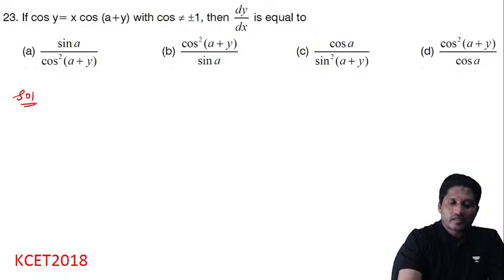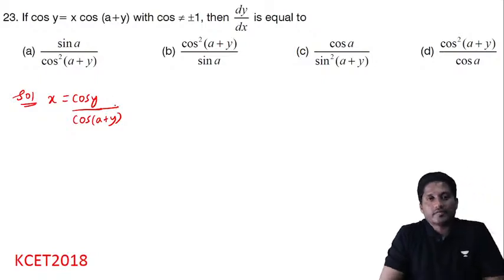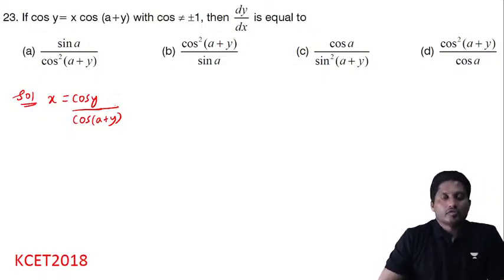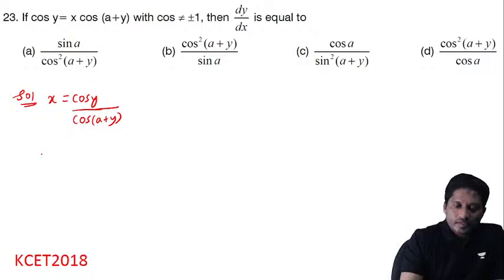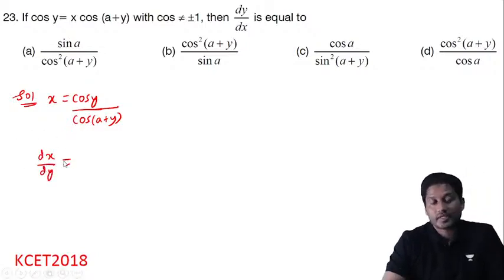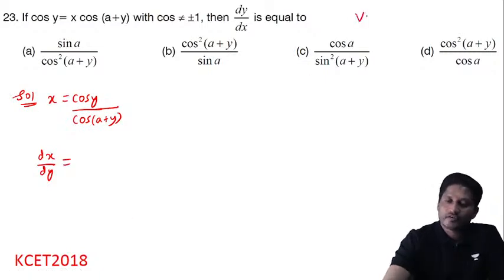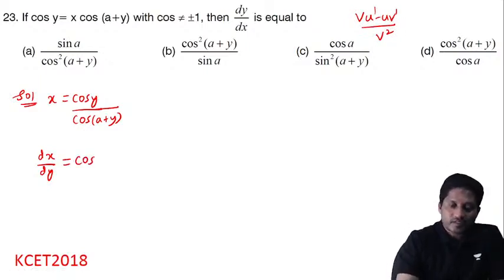I can write x is equal to cos y divided by cos of a plus y. Okay, and then if I use the quotient rule, dx by dy is equal to, differentiate with respect to y. Use u by v: v into u dash minus u into v dash by v square. I'm using quotient rule, u by v. v is cos of a plus y, u dash.